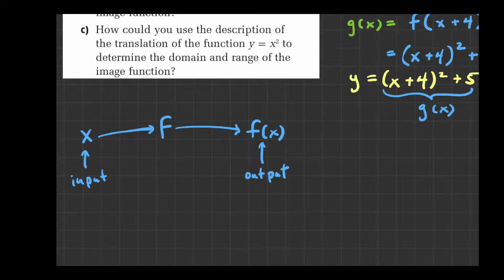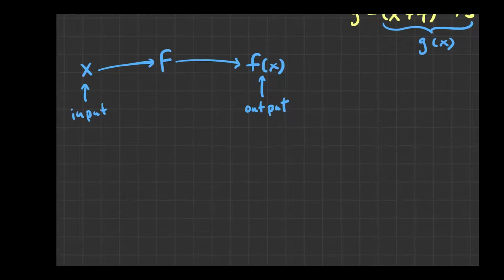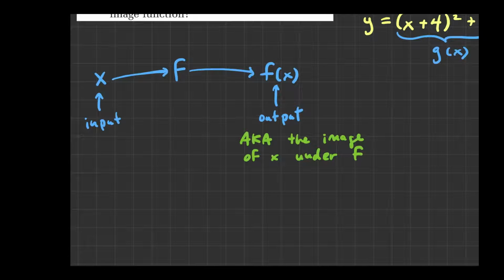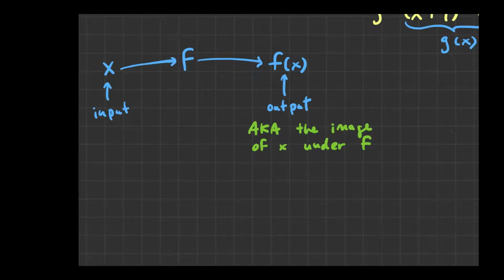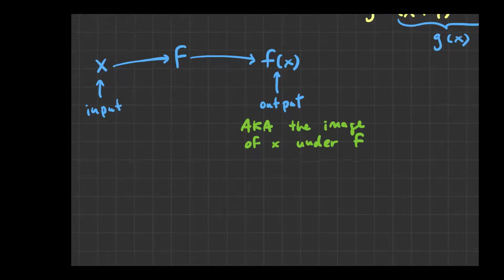Another word for the output is the image of x under f. So that's another way we can refer to the output of a value with respect to a function. We can call it the image. Kind of like how you can have something in real life and a camera will take a picture of it, and the output will be the image of that thing.